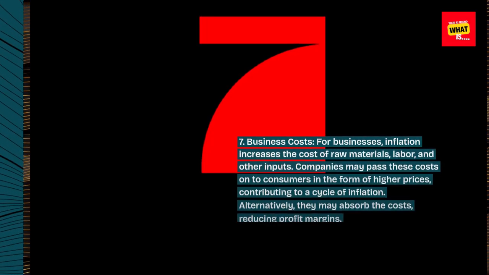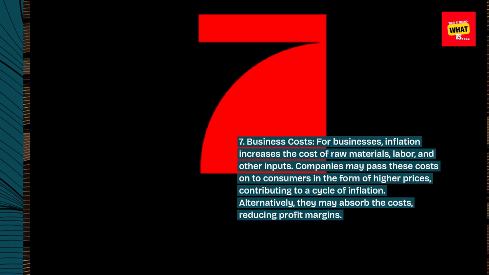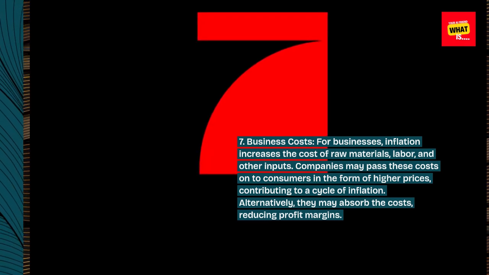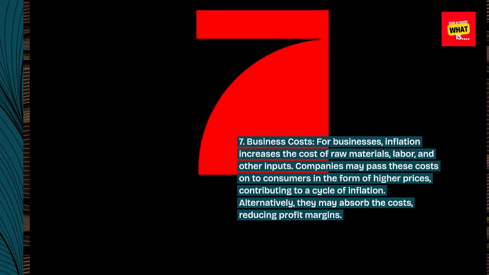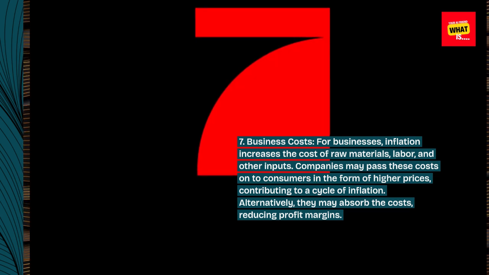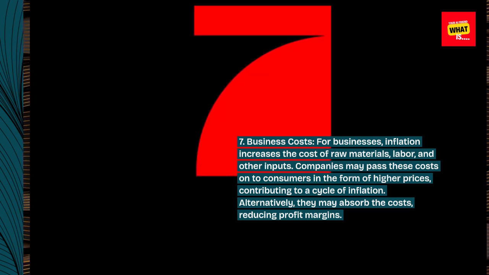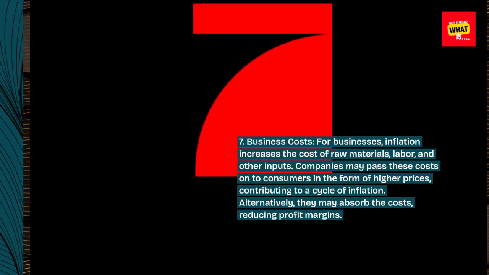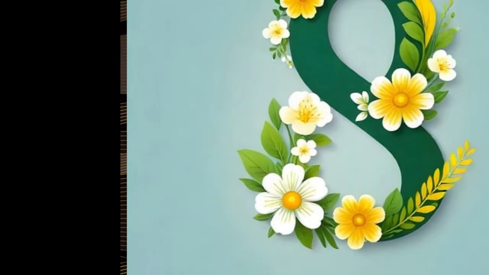7. Business costs. For businesses, inflation increases the cost of raw materials, labor, and other inputs. Companies may pass these costs on to consumers in the form of higher prices, contributing to a cycle of inflation. Alternatively, they may absorb the costs, reducing profit margins.